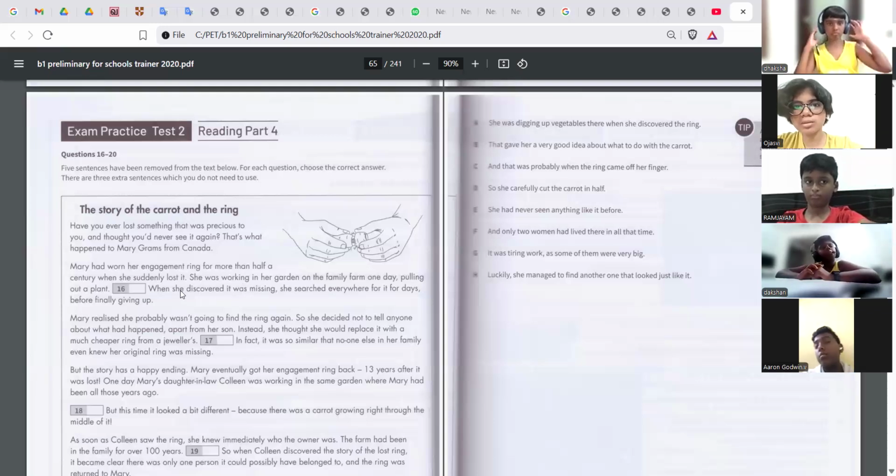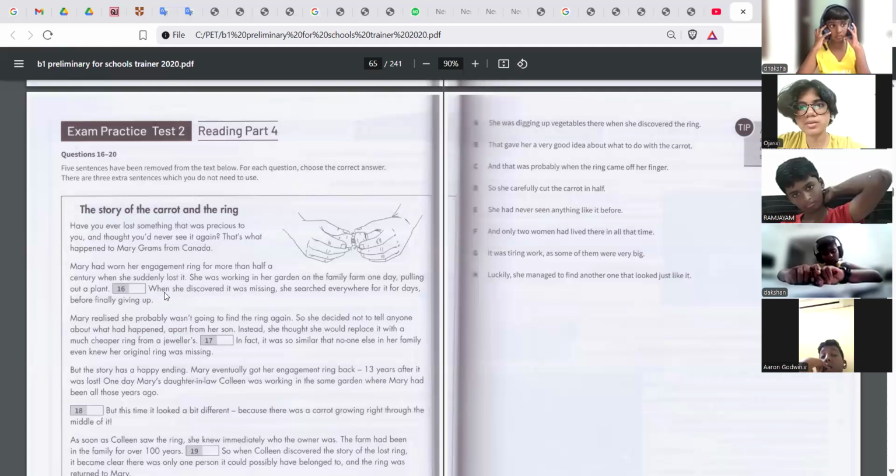Mary realized she probably wasn't going to find the ring again. Read this again. And that was probably when the ring came off her finger, when she discovered it was missing. She searched everywhere for it for days before finally giving up.